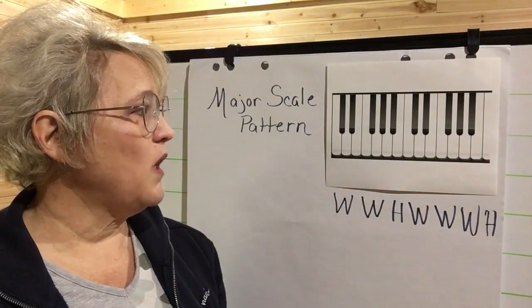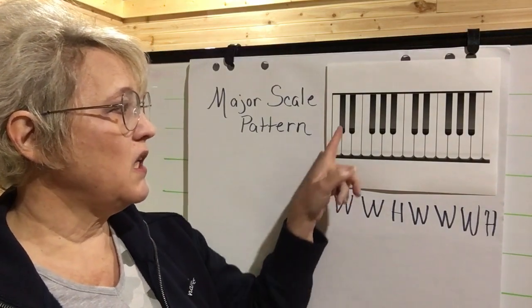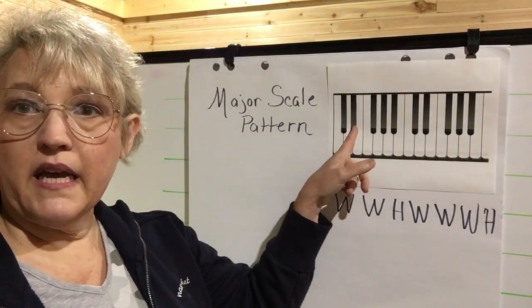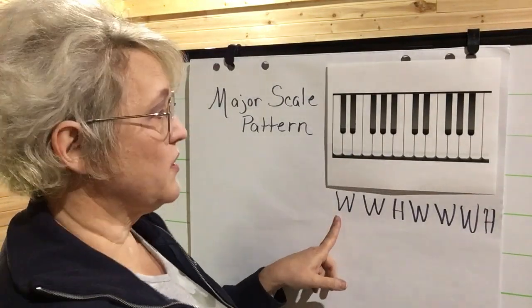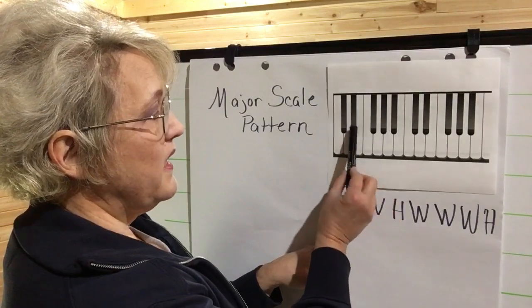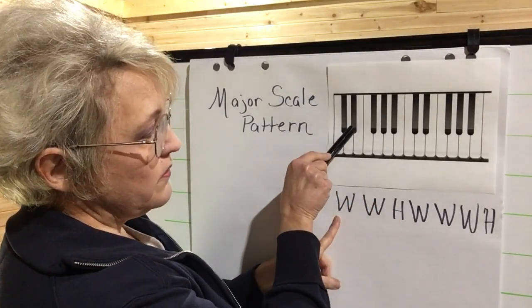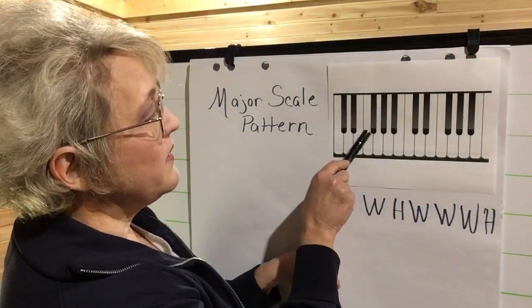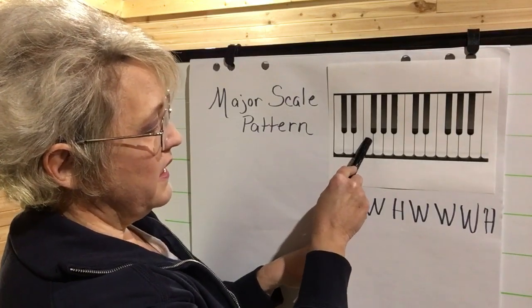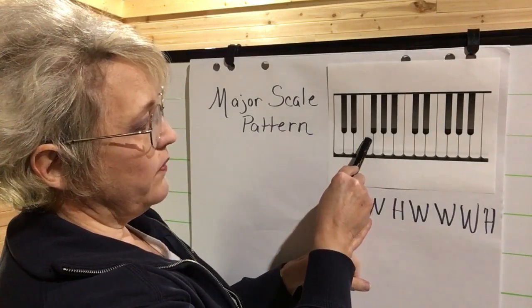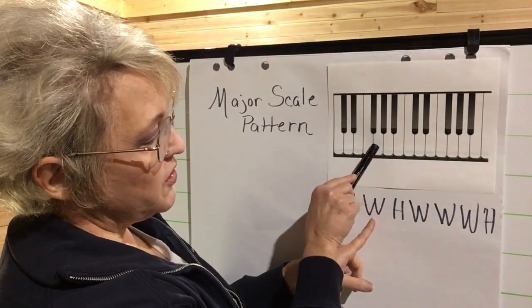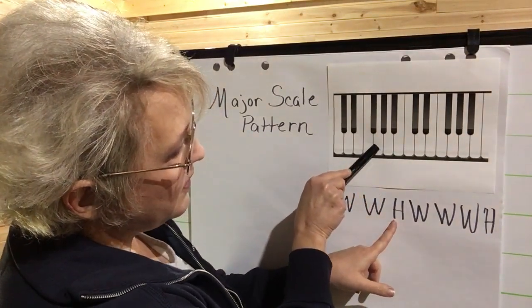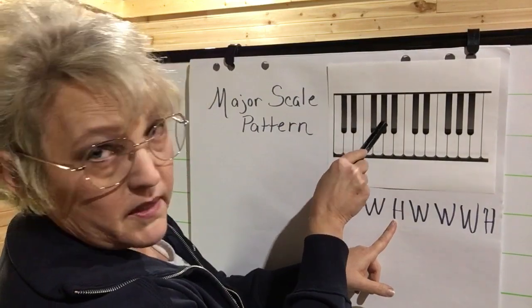So let's do one. Let's start on E flat here. We're going to use the same pattern. To make the E flat major scale, we go from E flat. Now we go up a whole step. So we go to F. Then from F we will go up another whole step, and that's to G. And from G we go up a half step. Oh, look there. It's that middle black key.